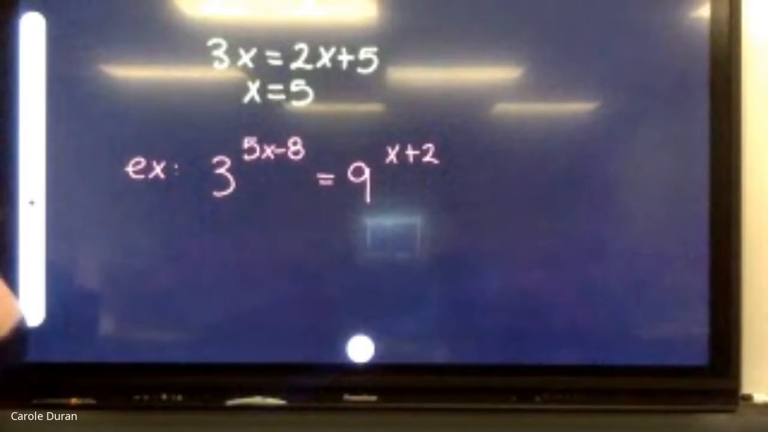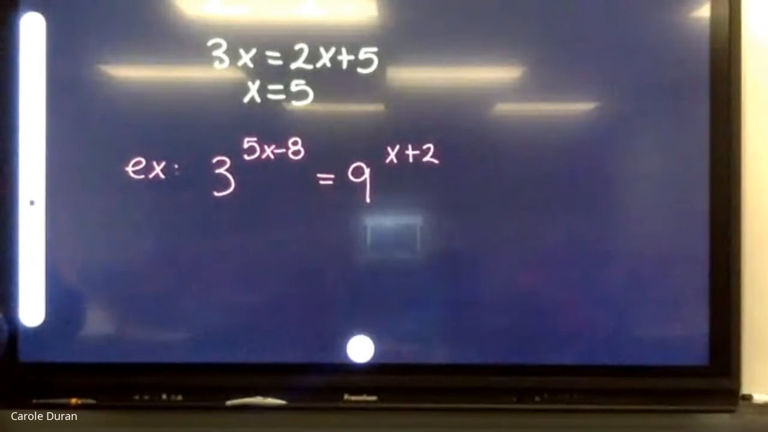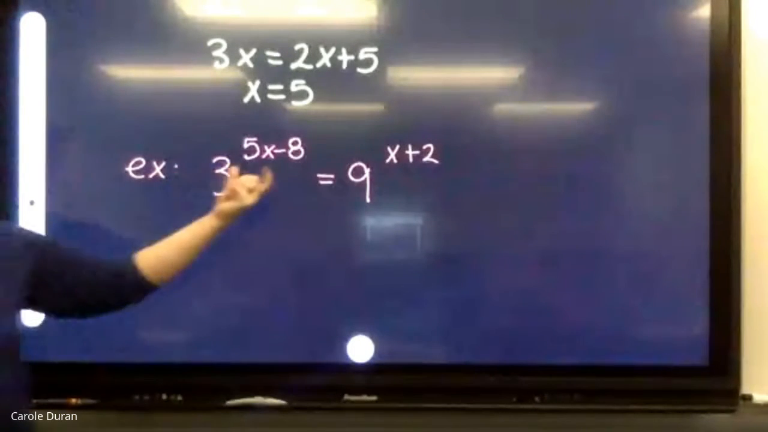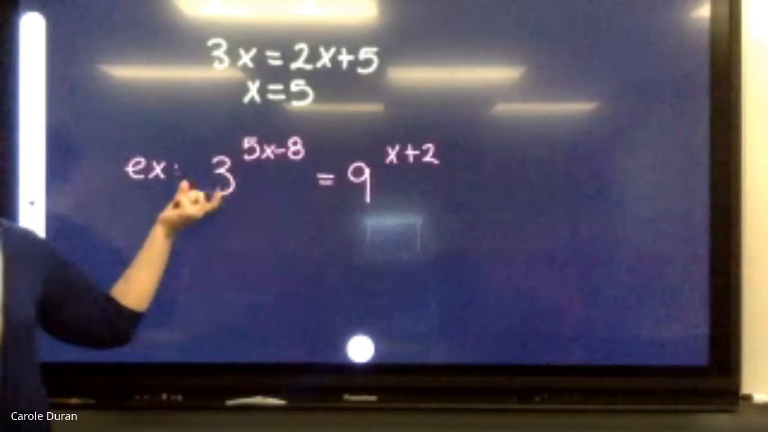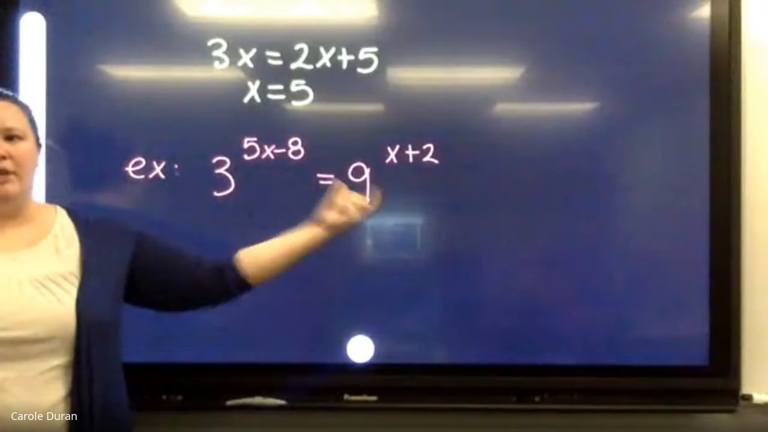No. If you answered no, we have to ask ourselves, can I make them the same? Yes. What can I do to which one, Marissa? Okay, so I don't actually want to make this one bigger. My goal is actually to make them smaller until they're the same. So I can't make this one smaller because 3 is prime. Can I make 9 smaller and turn it into a base of 3?